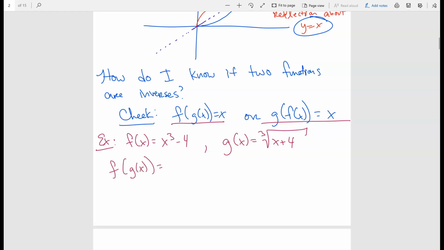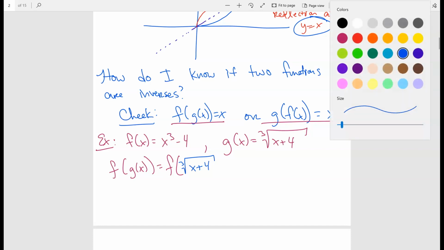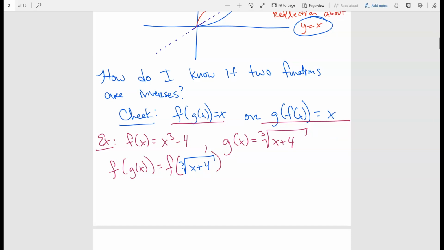And I need to make sure that this equals x. So what I'm going to do is plug in g of x. So g of x in this case is this cube root of x plus 4. Okay, so I have this guy. So I'm going to start off by plugging this entire thing into f.